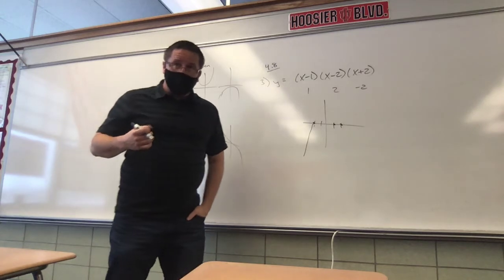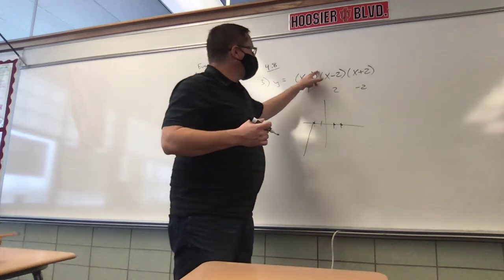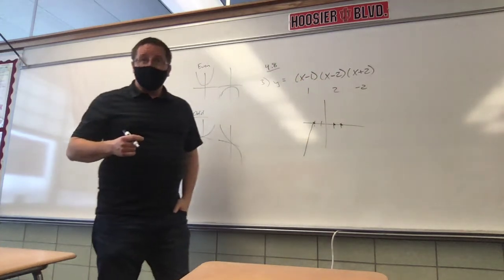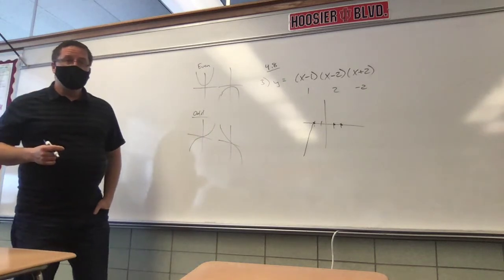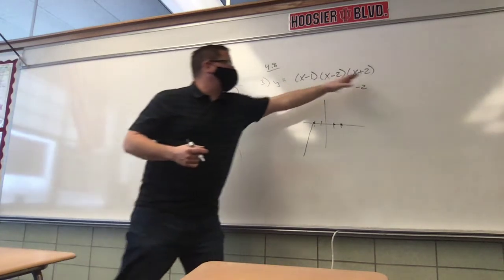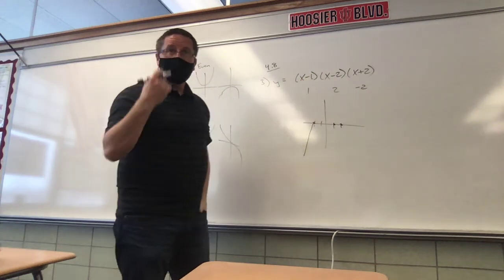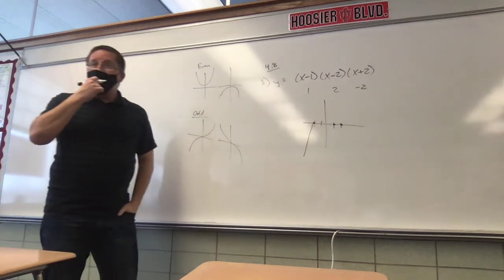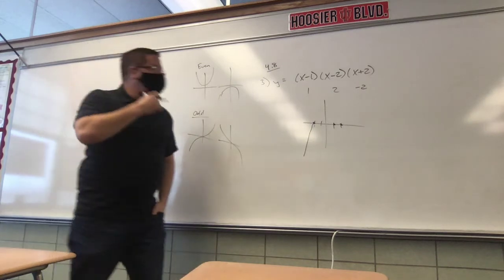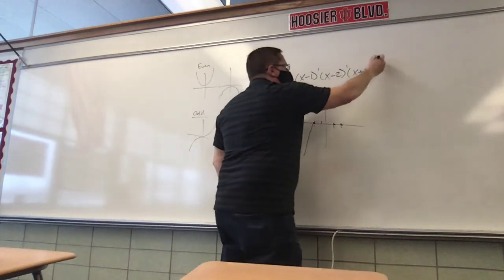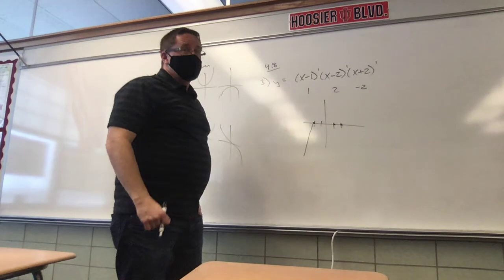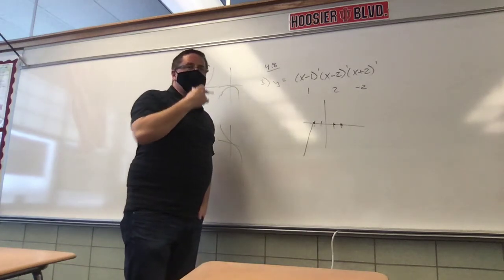It goes through. Why? It's raised to what kind of power? An odd power. Specifically what? Well, the whole thing is 3, but these are raised to what power? You don't see it, but they're there. They're 1. If it's raised to an even power, it bounces. These are all raised to the first, to the first, to the first. So it's still third degree, but it doesn't bounce at any of them.